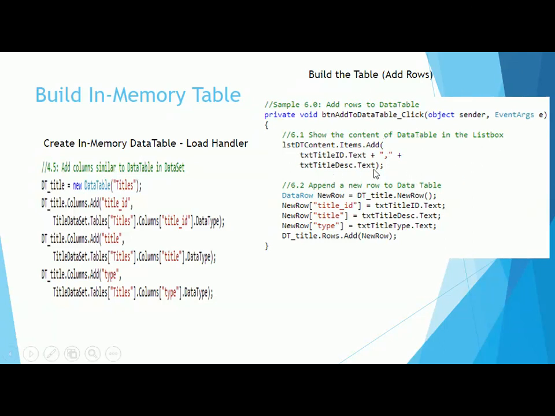Just for display purposes, to know what columns or rows I've built so far, that gets displayed in the list box. Then, on each click, I'm forming a new row from DT title. This time, if you see, I'm creating a new row from our in-memory table. In the add row button, I created a new row from the data table which is part of the data set.